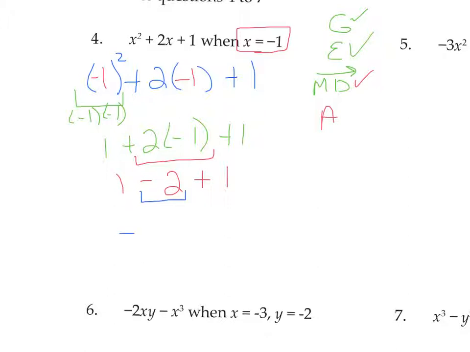The negative 2 is the only negative number here. These 1's are positive. When we put them together, we get positive 2. 1 plus 1. Negative 2 and positive 2 cancel each other, so this evaluates to make 0.